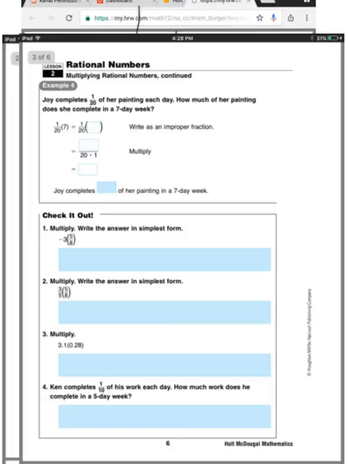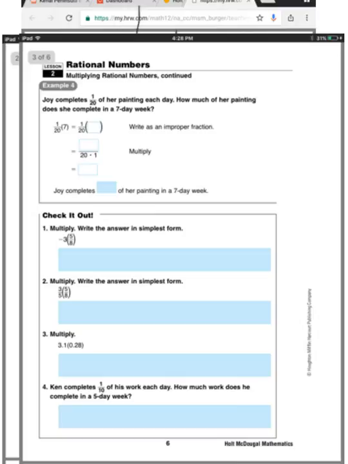All right, last example is: Joy completes 1/20th of her painting each day. How much of her painting does she complete in a 7-day week? Well, here's a hint. For this lesson, all of it's been on multiplying. So if the whole lesson's on multiplying, you're probably going to multiply.